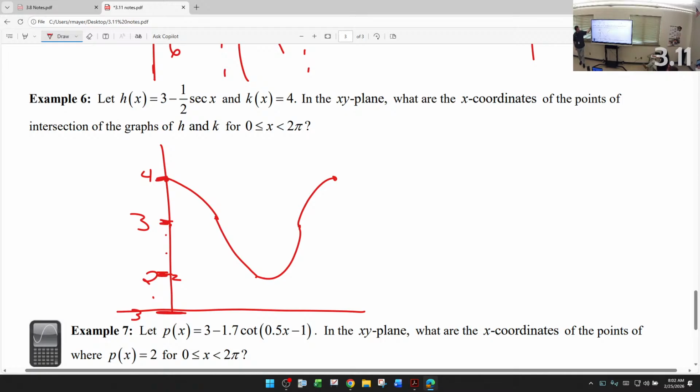Oh, no. What else? Oh, I did a 1/2 then, too. That's not the period. That just shrinks it by 1/2, yes? So now this is not 4. This is now, uh-oh, hit me. I think what we're trying to do is set h of x equal to k of x.